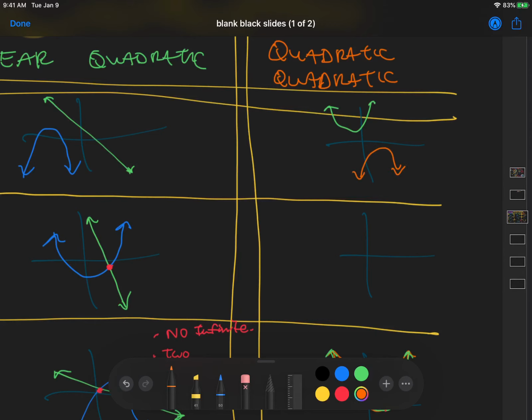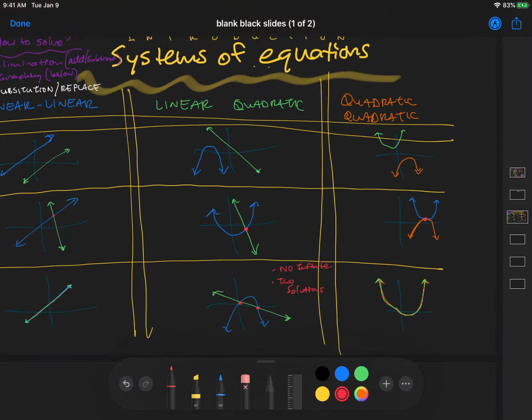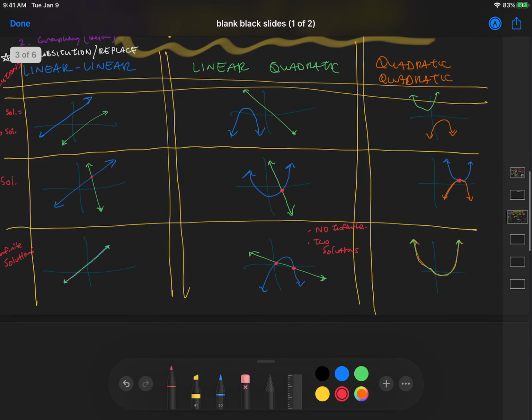Okay, how about a graph that has quadratic that has one solution? Okay, this one's going to be a tough one. Let's see if we get it. There's one. How do you get the second one? Whoa. Take a look right there. Bam. One solution. And then there's the infinite solutions.